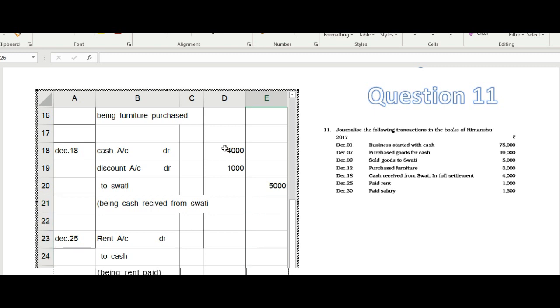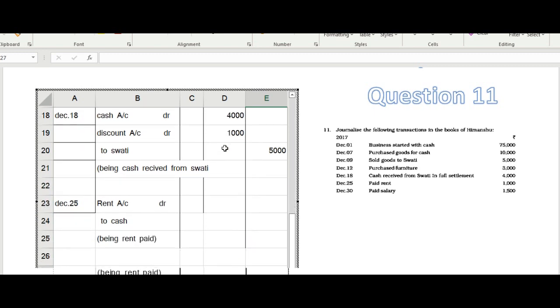Next transaction is December 25. Paid rent. Rent is an expense, increase goes to debit side, and decrease in cash, an asset, goes to credit side. The journal entry is: rent account DR to cash account 1,000.